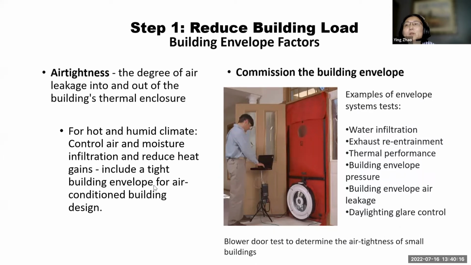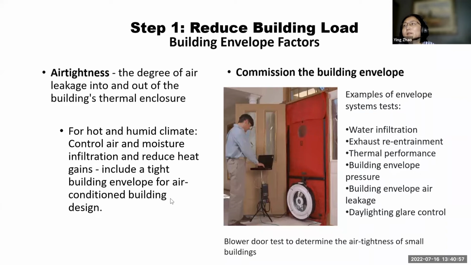Controlling air and moisture infiltration can reduce heat gains. Including a tight building envelope for an air-conditioned building in a hot and humid climate will be very important to reduce the air conditioning load. But if you want to design a naturally conditioned building, air tightness is not a factor of concern. It is only a concern for air-conditioned buildings.